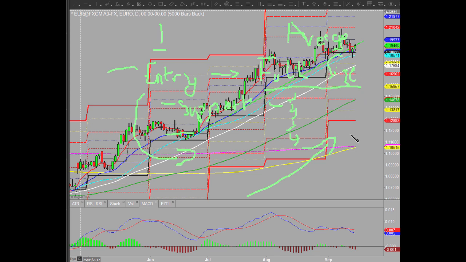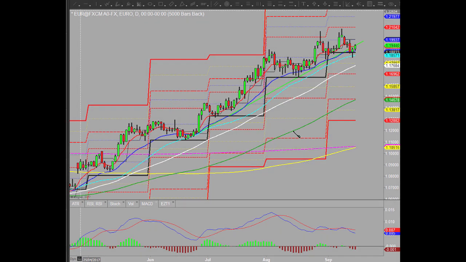So let me draw a picture here. If you wanted to get in, let's say up here into the 8 moving average, on the dailies there, and that was it. The ultimate entry was there, but then you start averaging in here and here. This is what in stocks would be referred to as dollar averaging. Now this for me is an absolute no-no.